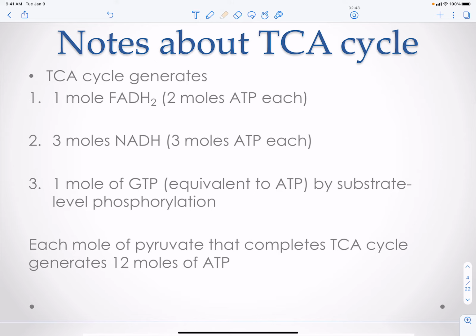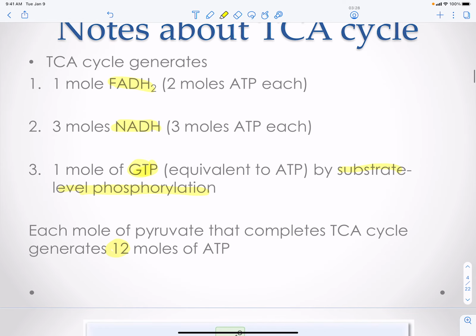Okay, so in general, going around the TCA cycle will make 1 mole of FADH2, and this will generate 2 moles of ATP, and 3 moles of NADH, and you get 3 moles of ATP out of each, plus 1 mole of GTP directly, which is the equivalent of ATP. This is called substrate level phosphorylation because you're making the GTP directly from the enzyme reaction within the TCA cycle. And then each mole of pyruvate that completes the TCA cycle will generate 12 moles of ATP. And remember, our pyruvate came in through the pyruvate dehydrogenase complex to make our acetyl CoA.